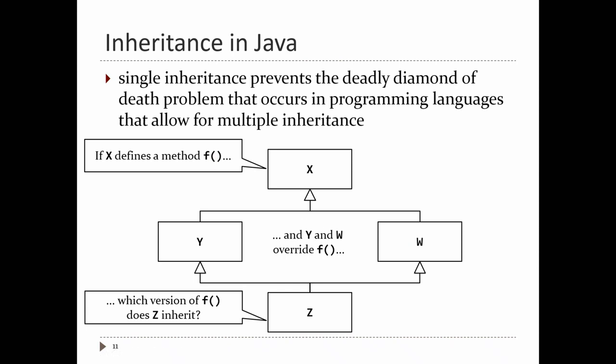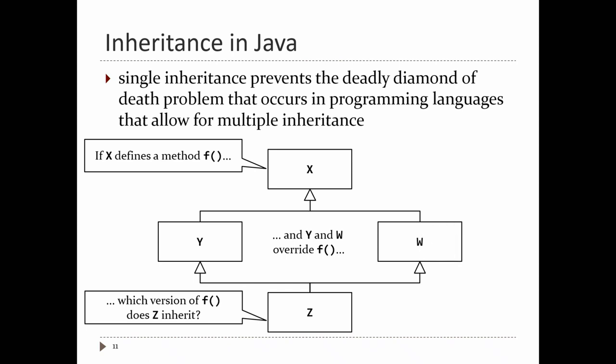Right, so Y and W are allowed to change how F behaves. They can override the F method that they inherit from X. Now you've got Z. Z inherits the F method from Y, and it inherits the F method from W. And now you run into the problem of which version of the method you get when you call F. If you have a Z object and you call F, do you get Y's version of F, or do you get W's version of F?